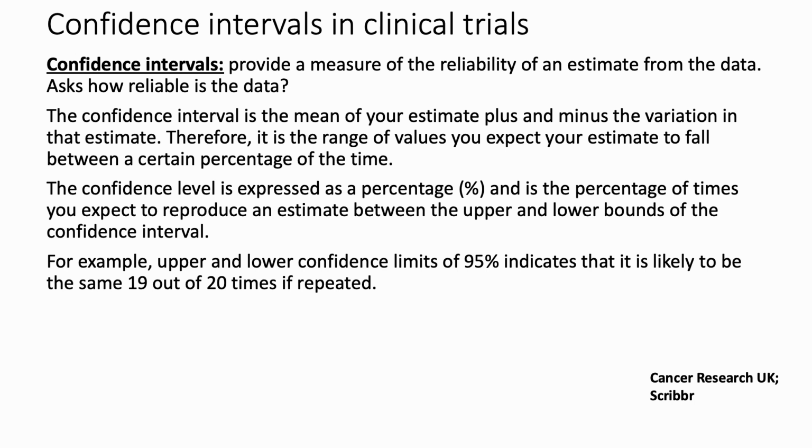So therefore, we call it, of course, the standard deviation, but now it is the range of values you expect your estimate to fall between a certain percentage of the time. Now, the confidence level is expressed as a percentage, and is the percentage of times you expect to reproduce an estimate between the upper and lower bounds of the confidence interval. For example, upper and lower confidence limits of 95% indicate that it is likely to be the same 19 out of 20 times if repeated.